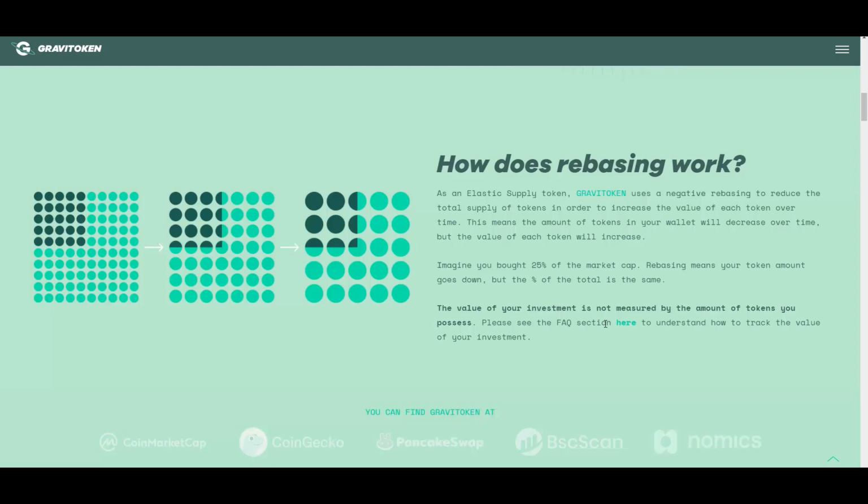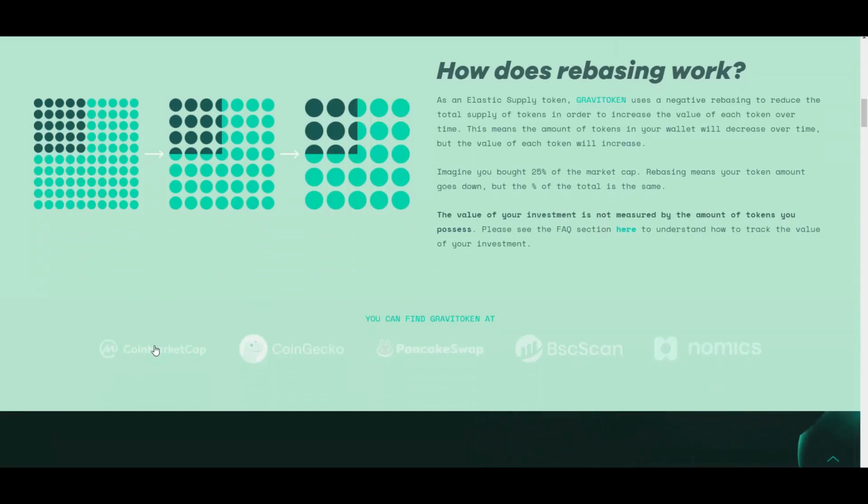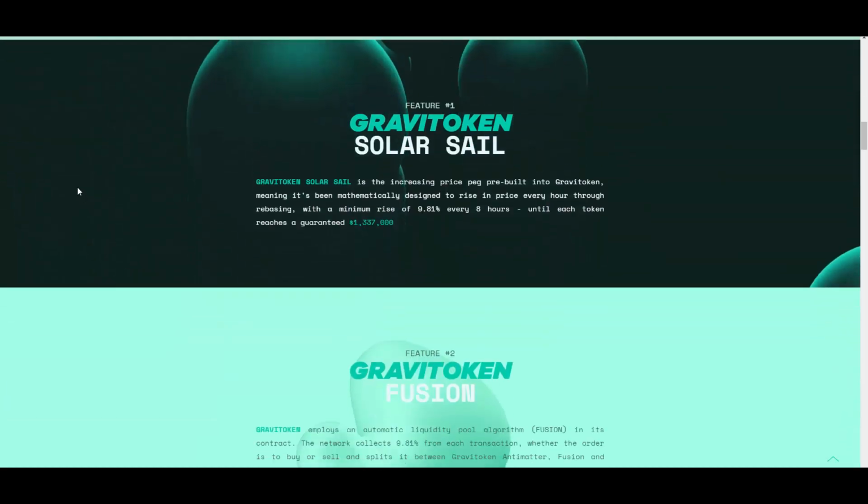The amount of tokens that you hold might decrease, but you don't need to worry about that because it will still remain the same in terms of value. As you can see, they are available on CoinMarketCap, tracked on CoinGecko, and you can purchase on PancakeSwap. I will show you the contract as well in a second.